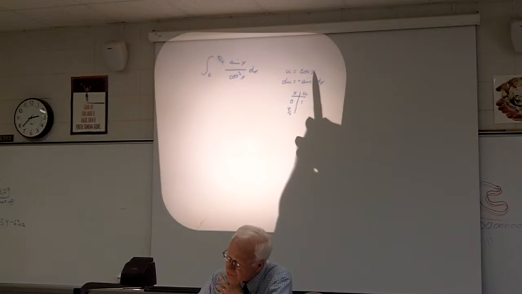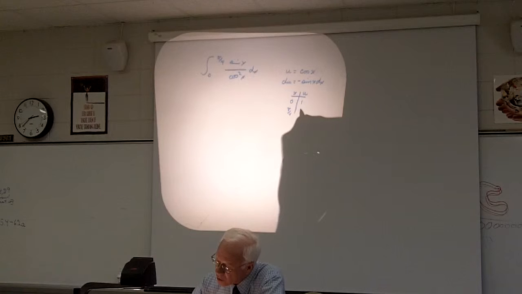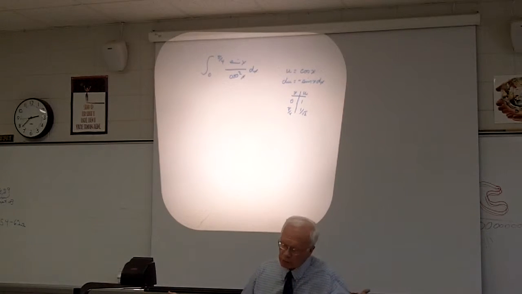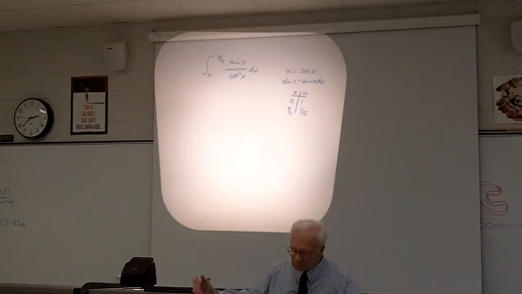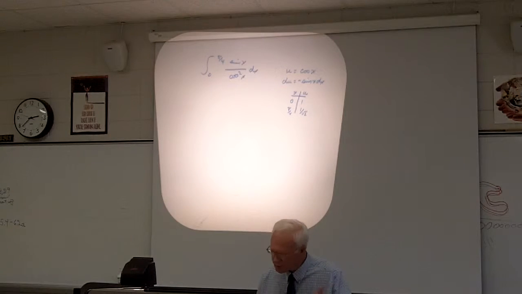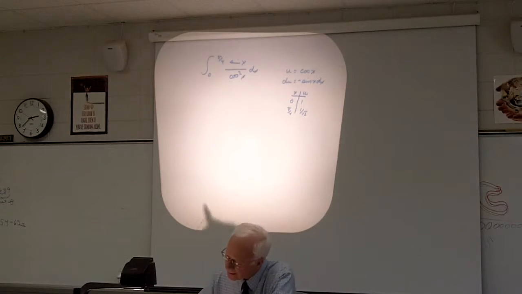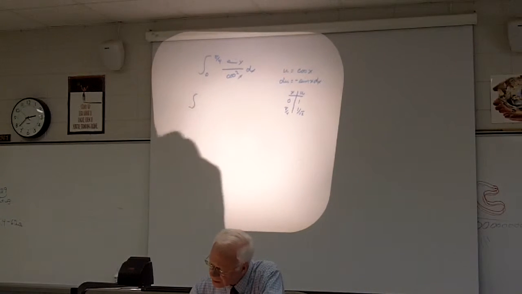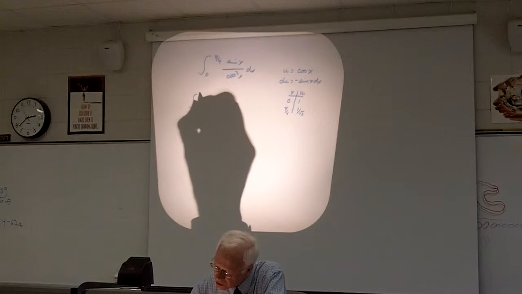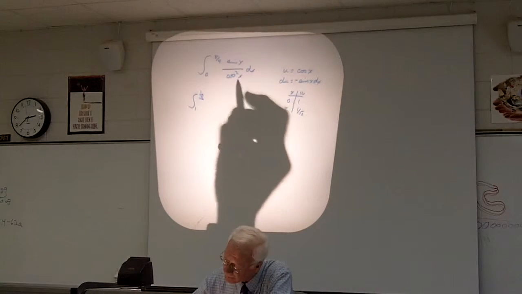And when x is pi over 4, the cosine is square root of 2 over 2, and so I'm going to write it this way instead. You can write it the other way too, but in this case I think it's going to be a little easier for us, though both work. Now, my new interval is going to be from 1 to 1 over square root of 2, square root of 2 over 2, okay?